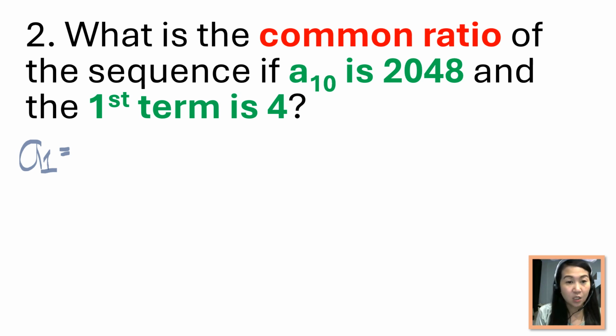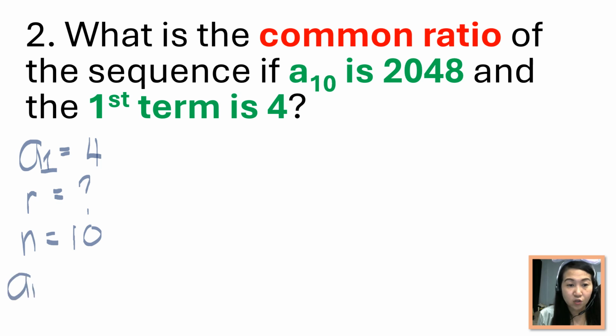Okay, so in this case, what is the value of our first term? Our first term is 4, according to the problem. What is the value of the common ratio? The common ratio is the unknown. What is the value of our n? N, again, it is the number of terms that we are talking about. So since a sub 10 was mentioned, it means 10 terms are being talked about. And then, what is the value of the last term? What is your 10th term or the a sub 10? Or last term, that would be 2048. So that would be step number 1.